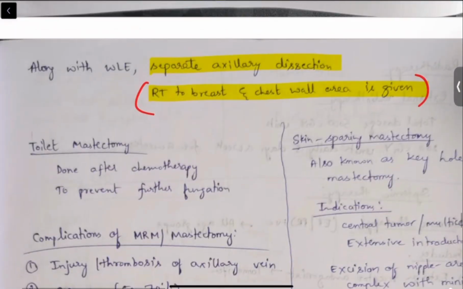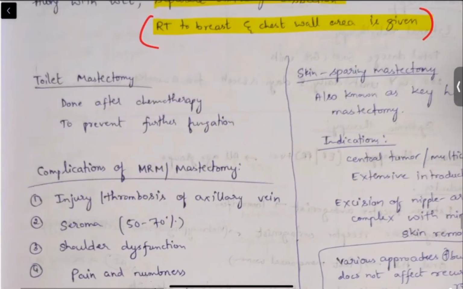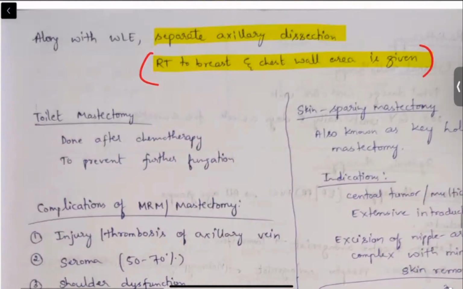Okay. So after this, again separate axillary dissection is done. After that, again radiotherapy is given to breast and chest wall. Okay. So this is another type of excision called as wide local excision.